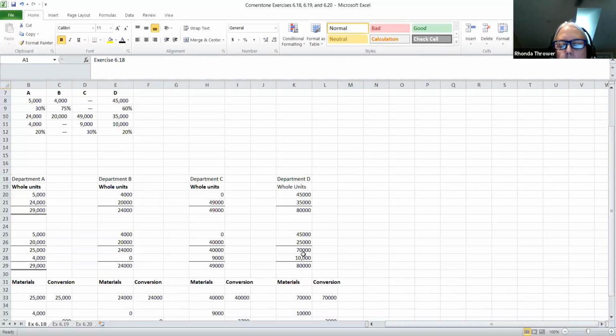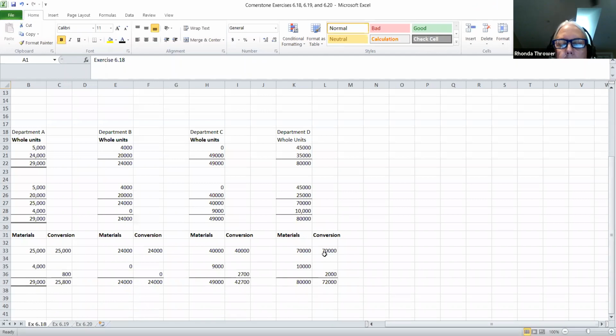The difference between those is 70,000, what you transferred. And 70,000 units you transferred minus your beginning inventory units will give you the started and completed units of 25,000. To determine your equivalent units using the weighted average method, we start with our units transferred, which we found was 70,000. So we're finished with materials and conversion with those units that we transferred. We're through with them. We transferred them out and we're sending them somewhere else.